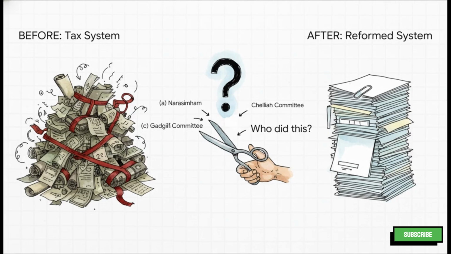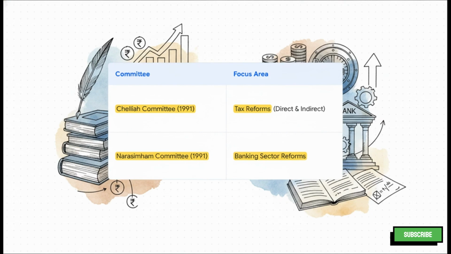Question 19 is related to the Indian economy. Which committee was formed for tax structure reforms? The options are the Narasimham Committee, the Gadgil Committee, the Chelliah Committee, or the Kelkar Committee. Questions related to committees are frequently asked in these exams. The correct answer is C, the Chelliah Committee.